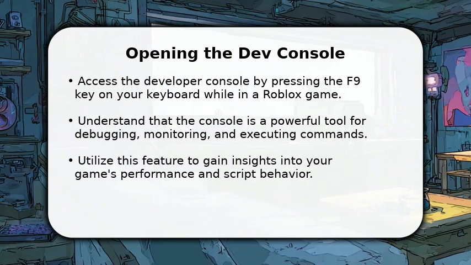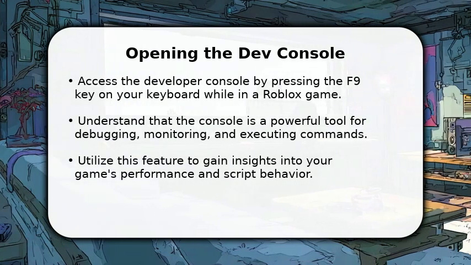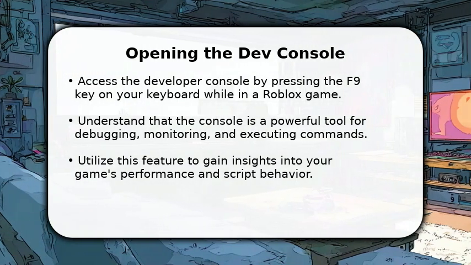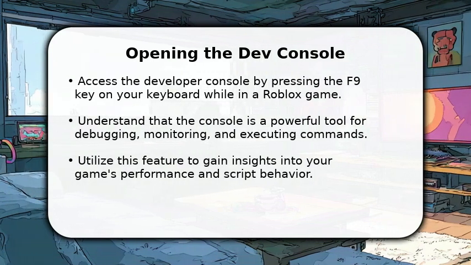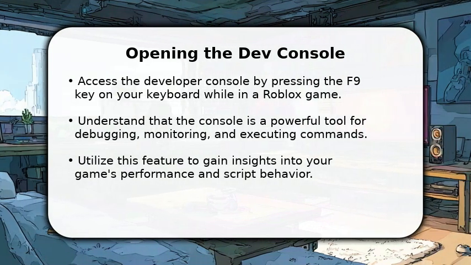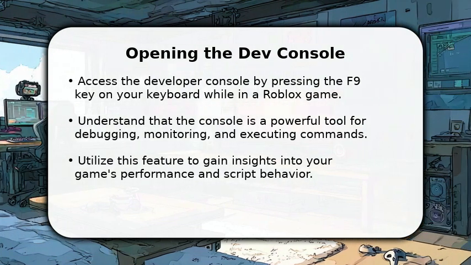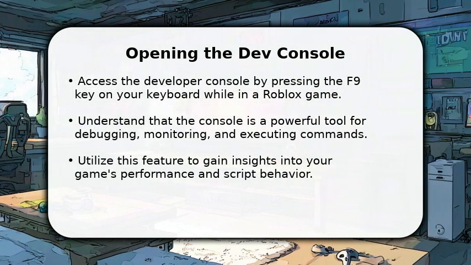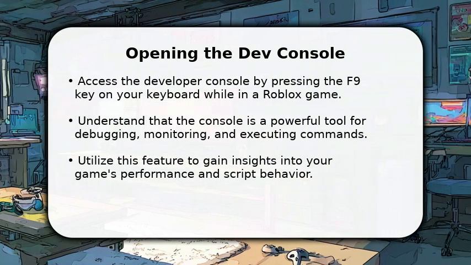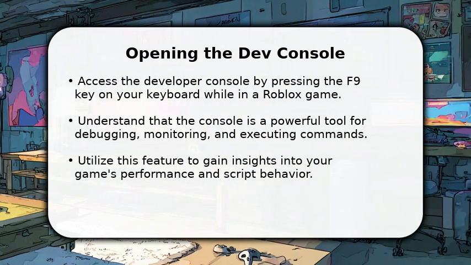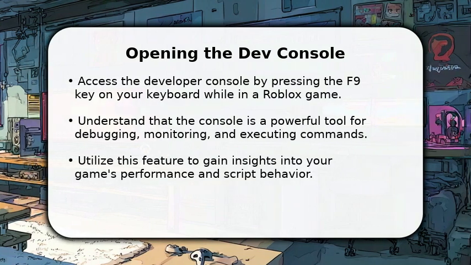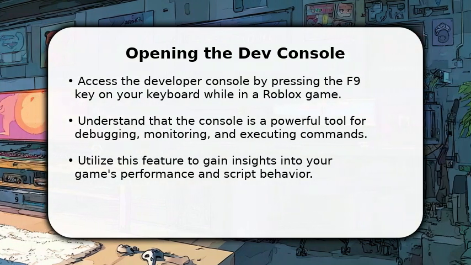In this video, I will explain how to use the Roblox Developer Console. To open it, simply press the F9 key on your keyboard while in a game. This powerful tool allows you to view important information about your game's performance, debug scripts, and even execute commands directly. It's an essential resource for any developer looking to understand and improve their Roblox experiences.